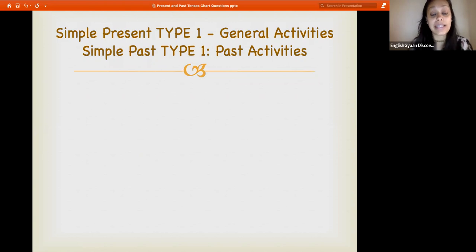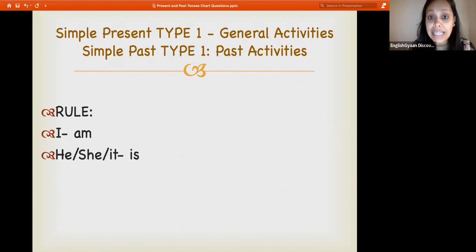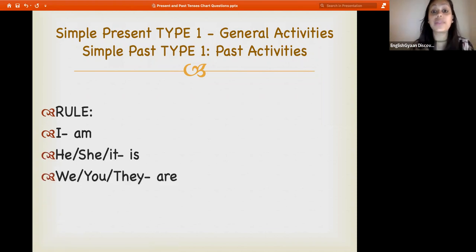And simple past is activities that have taken place in the past. Simple past is action that happened yesterday, last week, or the earlier part of the same day. So what do I mean by type 1? The rule is, in simple present type 1, with I you will use am, with he, she, it you will use is, and with we, you, they you will use are.